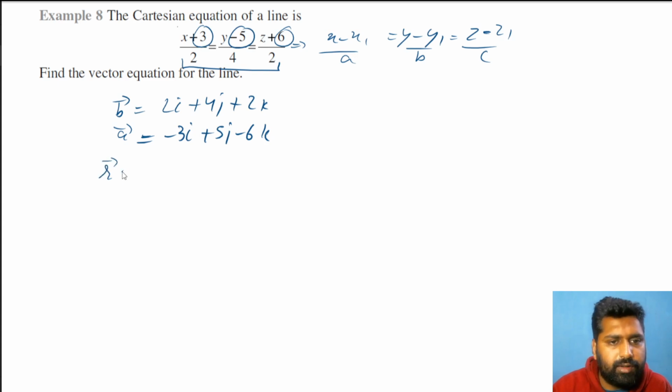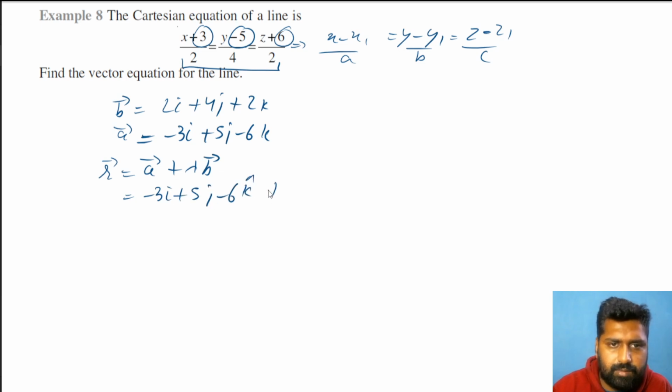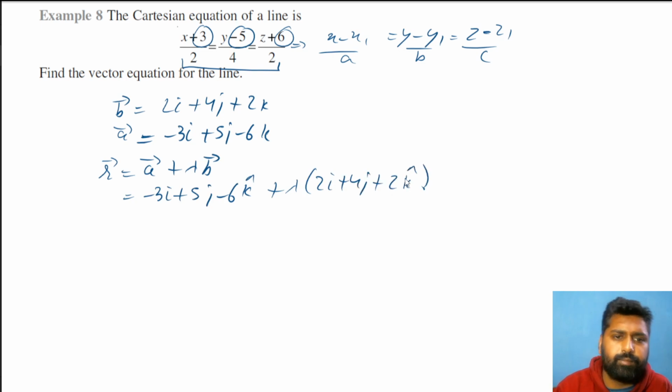So now the vector form is a vector plus lambda times direction. So minus 3i plus 5j minus 6k plus lambda times 2i plus 4j plus 2k. Okay. You have to do the reverse if it is asking to convert into Cartesian form. So this one: passing point in the numerator with sign change, x minus x1, y minus y1, z minus z1, and denominators are components of lambda or components of your direction vector.